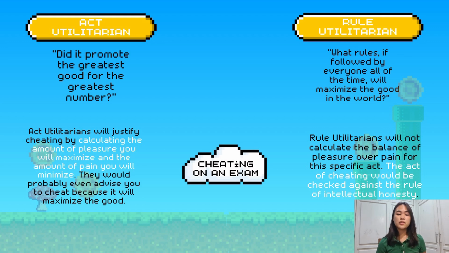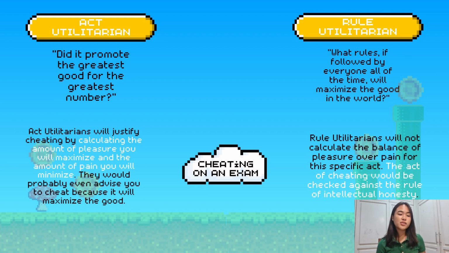An example of this is cheating on a test. Act utilitarians will justify cheating and may even advise you to cheat because it will maximize the good. An act utilitarian would look at whether cheating on a test in that specific instance would bring more good than harm. For example, if cheating would lead to a better grade, which could bring opportunities and happiness without any significant negative side effects, an act utilitarian might see it as acceptable.